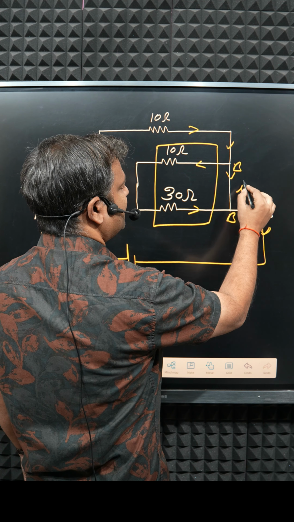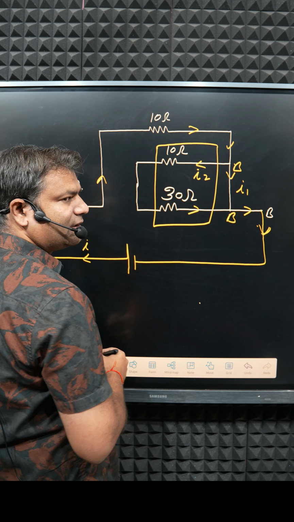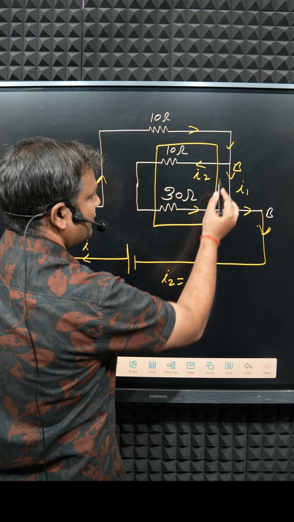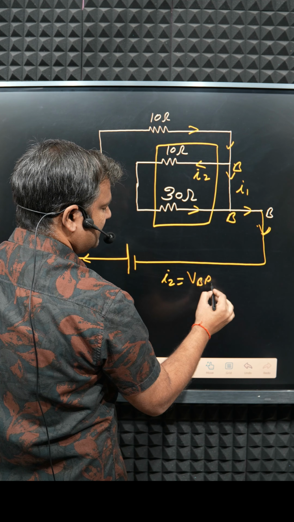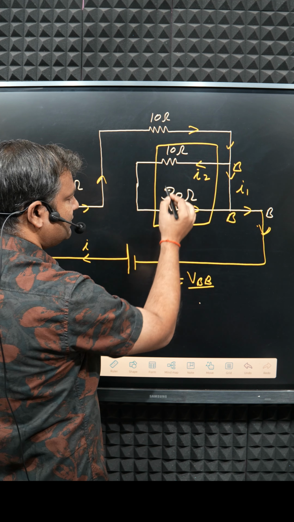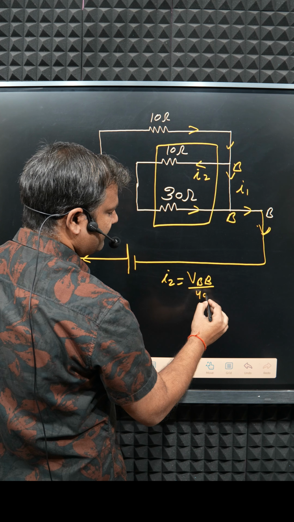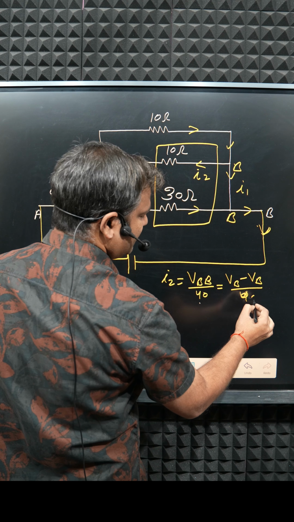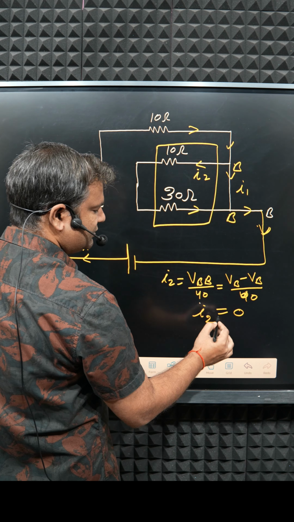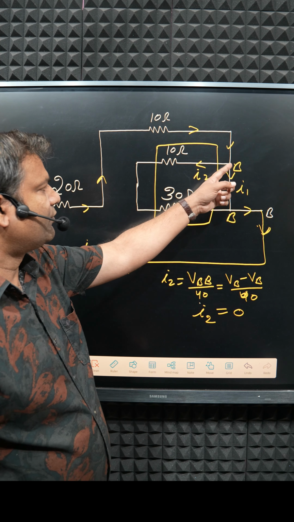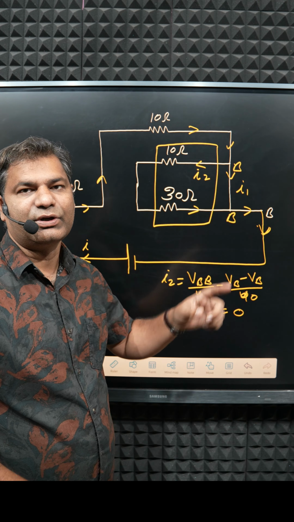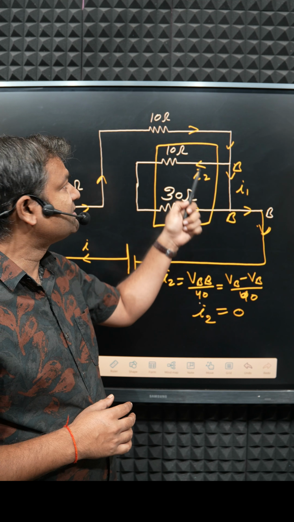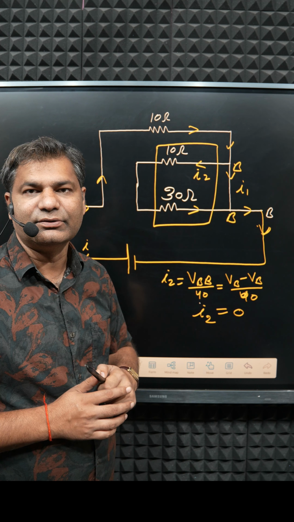Suppose that this current is I1 and this current is I2. Clear? So I2 is written as the potential difference, VB minus VB, divided by 10 and 30, which are both in series, so that is 40 ohm. Because both are at the same potential, I2 is 0. So no current flows through this path. Why? Because these two are at the same potential. So the current follows that path, which means I equals I1, not I2.